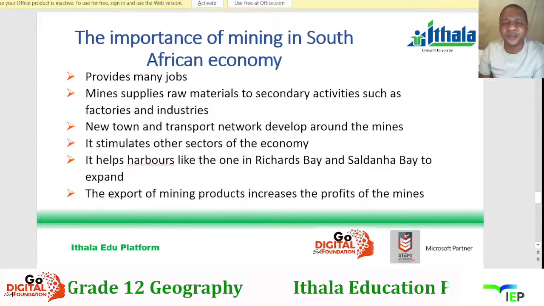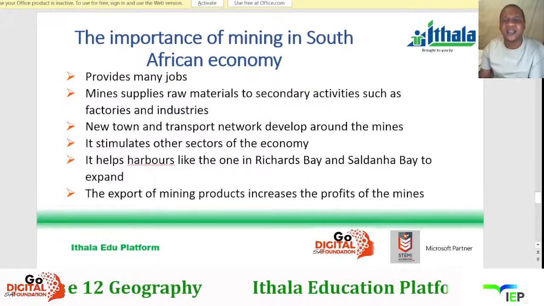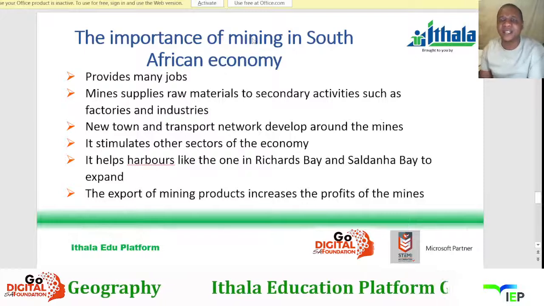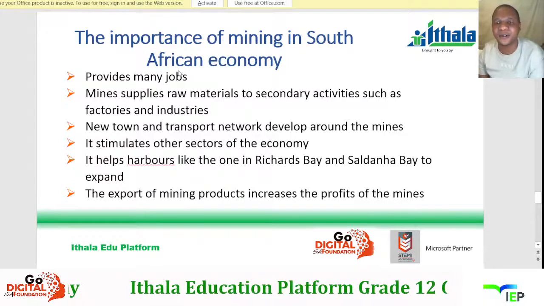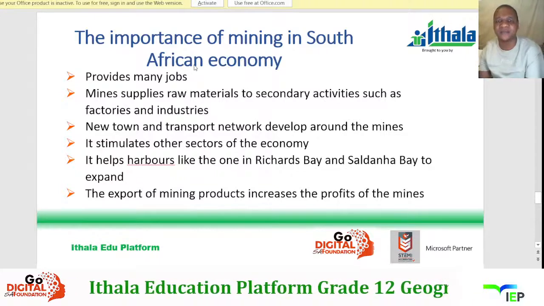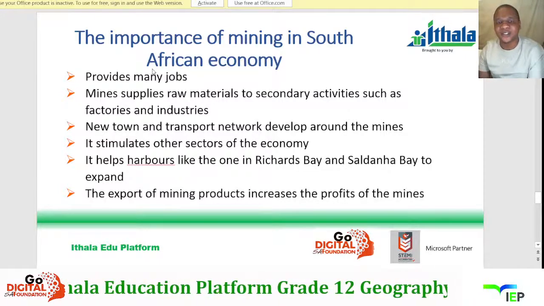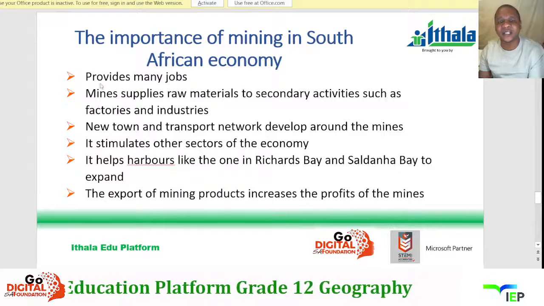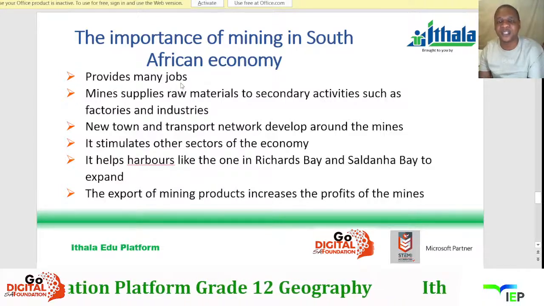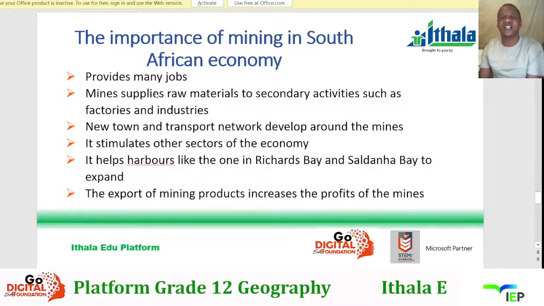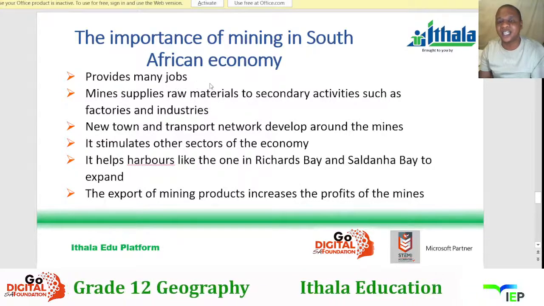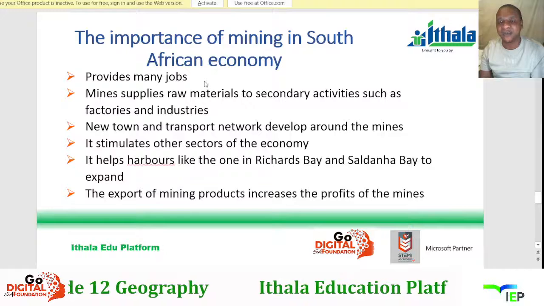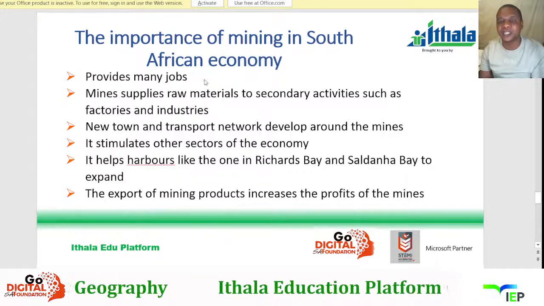What does mining do in South Africa? The importance of mining in South Africa, Grade 12, I will put together with the importance of farming in South Africa. Number one, mining, what does it do, Grade 12? It provides many jobs. That one is given. So if it provides many jobs, what about the people who live in the area? They will be employed. How about the buying power? The buying power will be high.